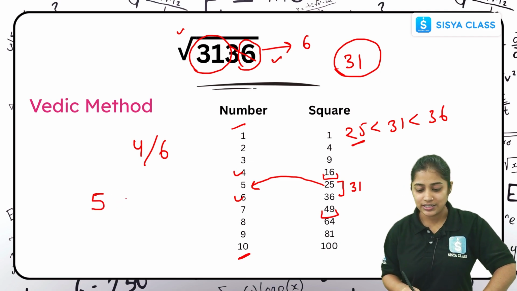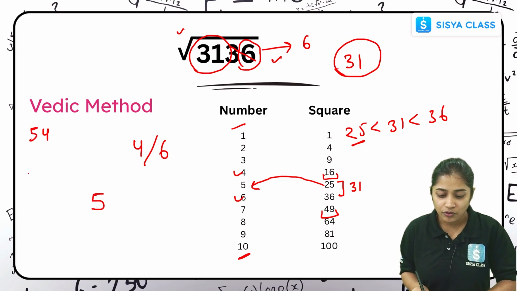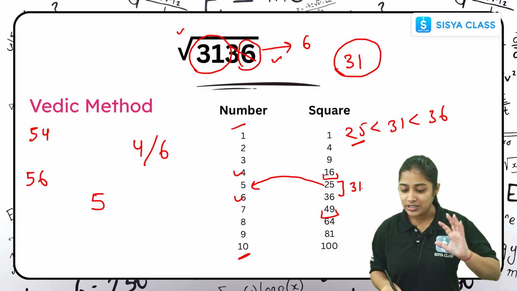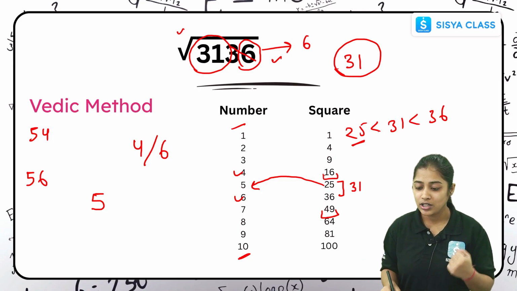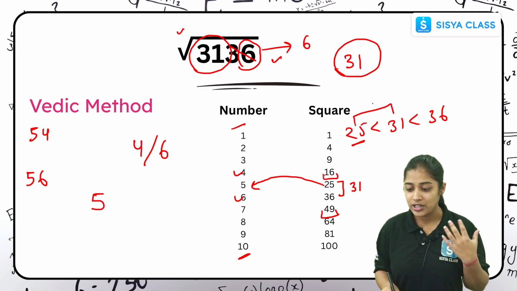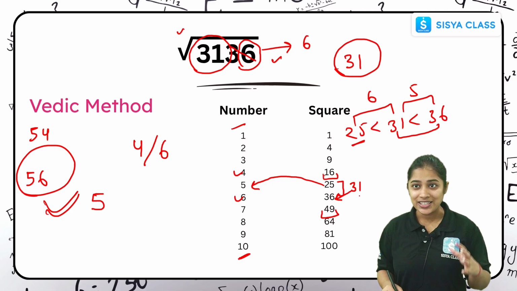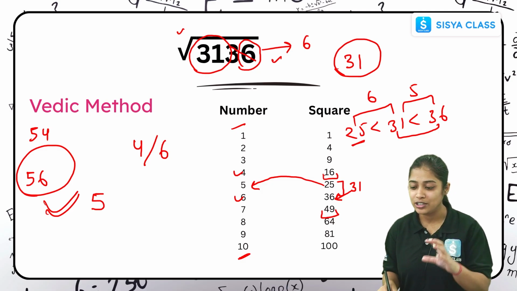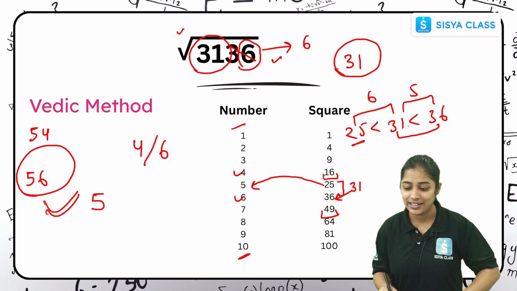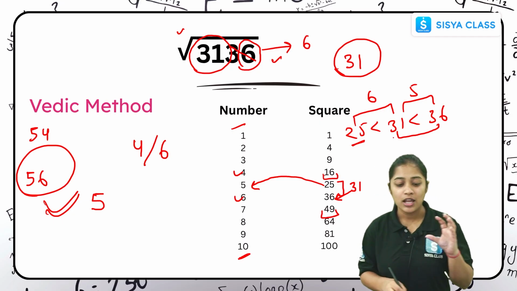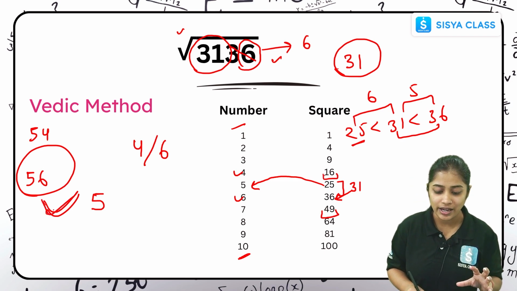Now the possibility for my square root is 54 and 56, right? Now I will check whether 31 is nearer to 25 or 36. This difference is 6 here, right? And this difference is 5 here. So 31 is nearer to 36, which is the greater number here, right? So in 54 and 56 also, 56 is the greater. So this is my answer, okay?